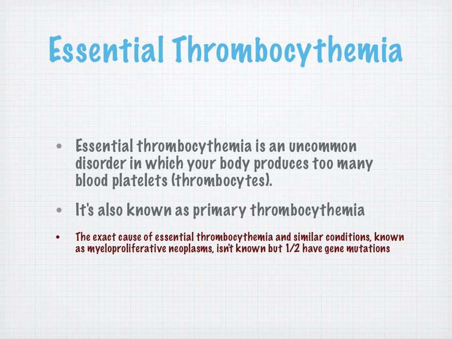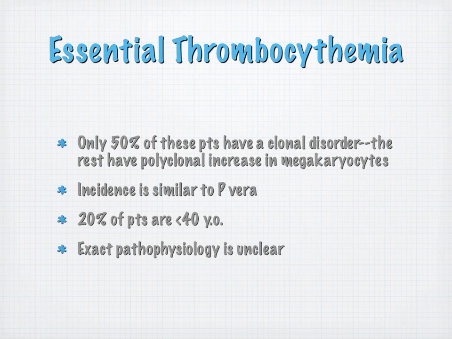And the exact cause of essential thrombocythemia and similar conditions known collectively as the myeloproliferative neoplasms, I got too many things proliferating in my myelo, isn't known, but half of the people who have these have gene mutations. So in essential thrombocythemia, only 50% of these have a clonal disorder. The rest have polyclonal increase in megakaryocytes. And the incidence is similar to polycythemia vera. 20% of patients are less than 40, and the exact pathophysiology is not clear.